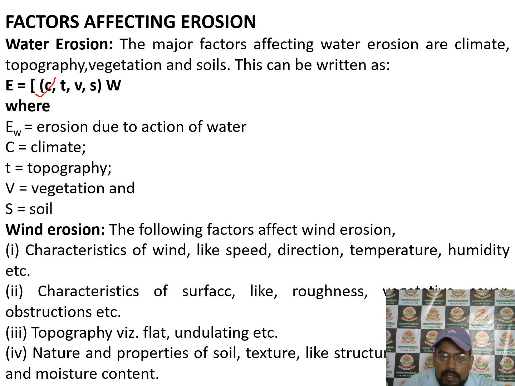First is the climate. Second is topography, that means the structure of the surface of the soil, undulating slopes or surface slopes. Third is vegetation. Vegetation is the major factor. The vegetation cover decreases the intensity of the movement of particles, controls the water, and binds the particles of the soil surface. And next is the soil.